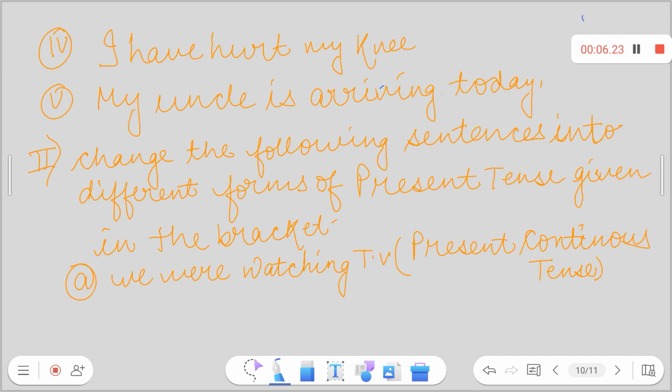Next question I've given is, change the following sentences into different forms of present tense given in the bracket. In the bracket, you have been given different forms of present tense. So you have to change that sentence, like the first question, we were watching TV. You have to change that particular sentence into present continuous tense.